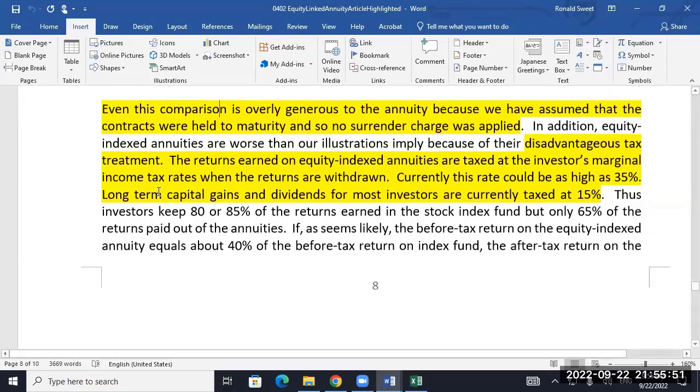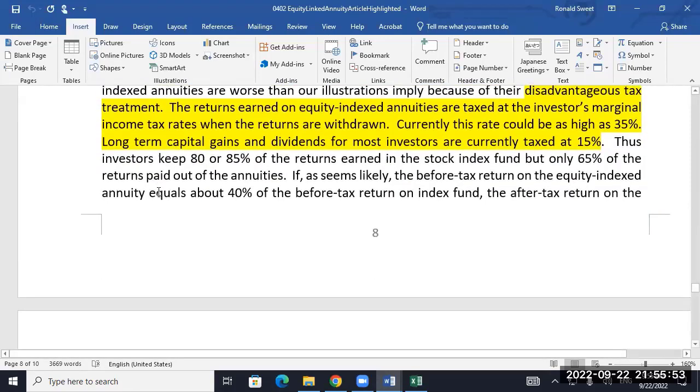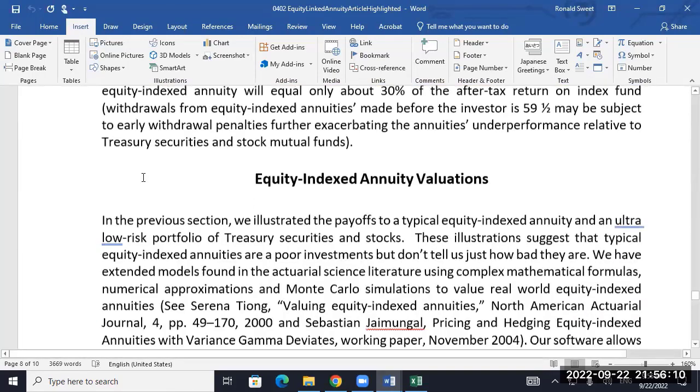And then there's the tax treatment. A lot of those stock returns are capital gains. But with the equity annuity, you may be converting from a capital gain to ordinary tax. And at the time they did this article, cap gains versus ordinary tax were very, very different. They're not quite as different today. So it's not as onerous. But that can be another major issue.